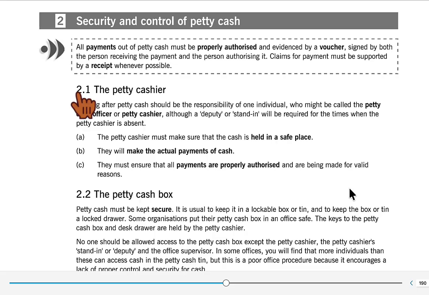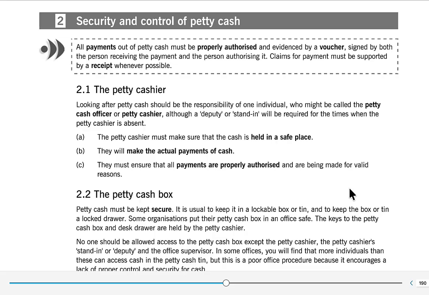Lesson 2.1. The petty cashier. This lesson is about the person who is responsible for petty cash. And this is very important because petty cash is real physical money. So the petty cashier must be careful every day. Who is the petty cashier?